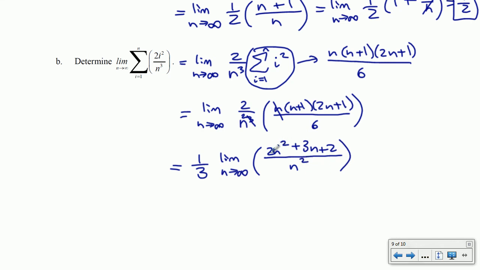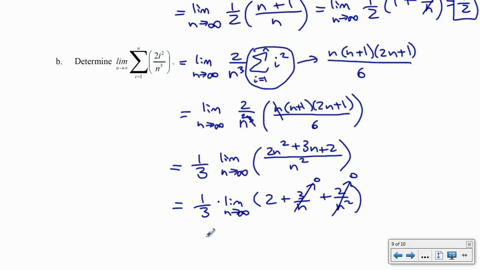And this n squared is dividing each term individually. So we can write what that would look like. So we would get 2 plus 3 over n plus 1 over n squared. And as n approaches infinity, that term will go to 0, and that term will go to 0 as well. So the limit as n approaches infinity of 2 is just 2, and we end up with 2/3.